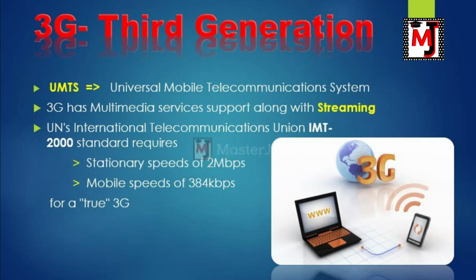3G has multimedia services. 3G increased the efficiency of frequency spectrum by improving how audio is compressed during a call, so more simultaneous calls can happen in the same frequency range. The UN's International Telecommunication Union IMT 2000 standard required stationary speed of 2 megabytes per second and mobile speed of 384 kilobytes per second for a true 3G. The theoretical maximum speed for HSPA Plus is 21.6 megabytes per second.